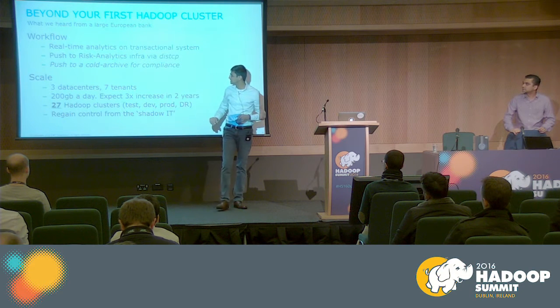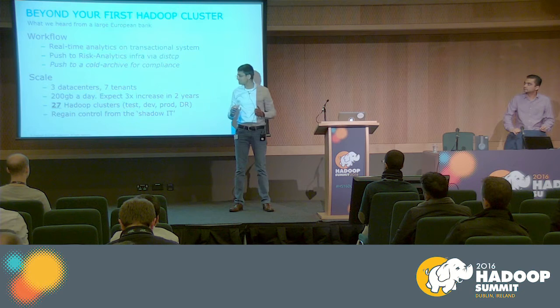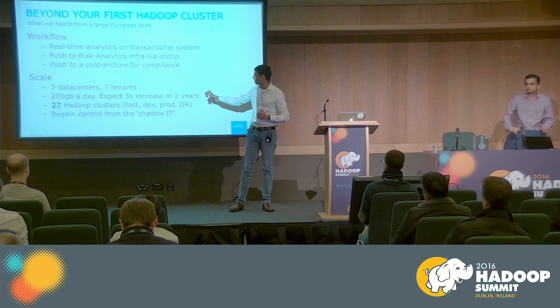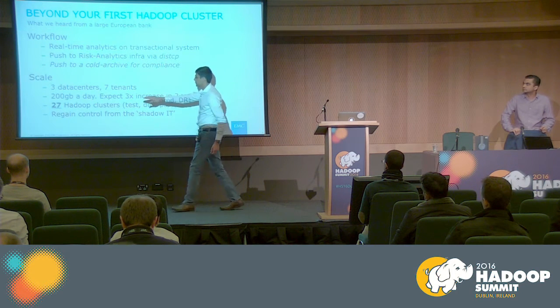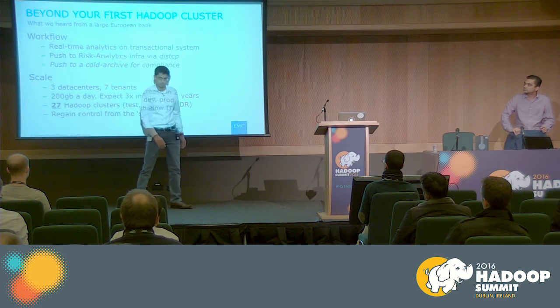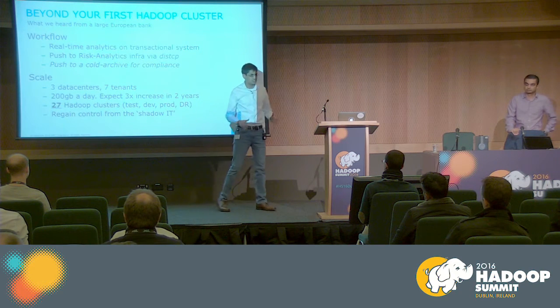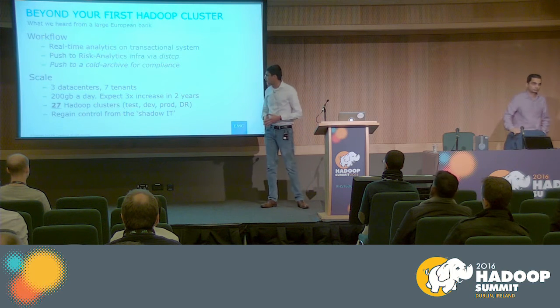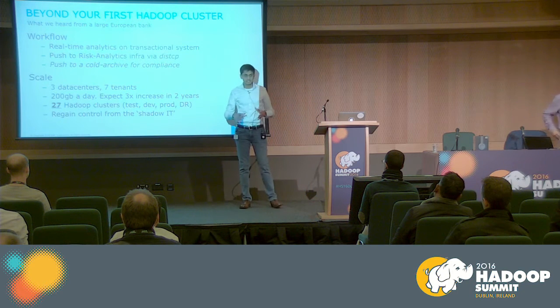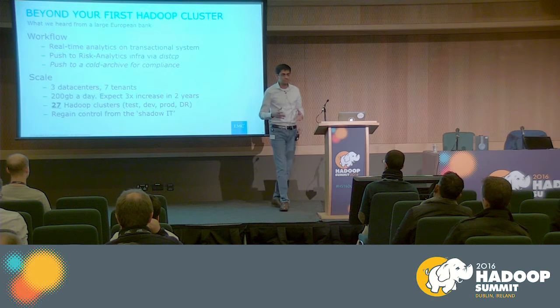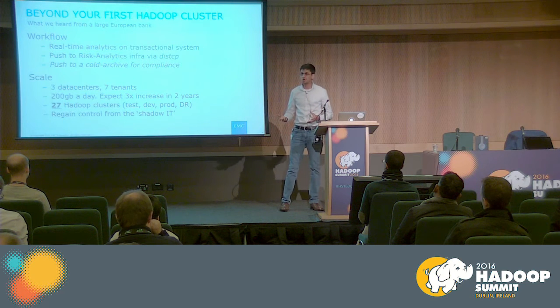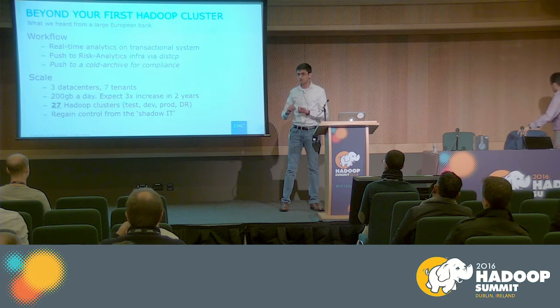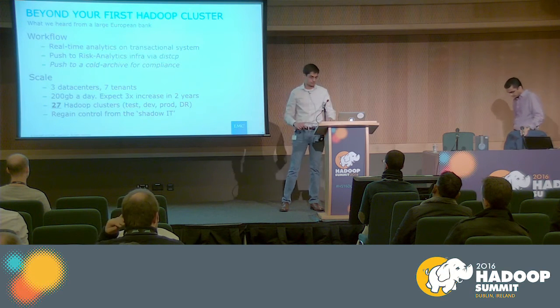It's 3 data centers, 7 unique tenants, ingestion of 200 GB a day, and this is what blew our mind, right? They have 27 Hadoop clusters in production across test and dev and production and DR. And none of this is under centralized IT control. Development teams, business units spin up their own Hadoop clusters, they run their analytics, they shrink, they resize their clusters, and all this is in a vacuum, underutilization of resources and silos.